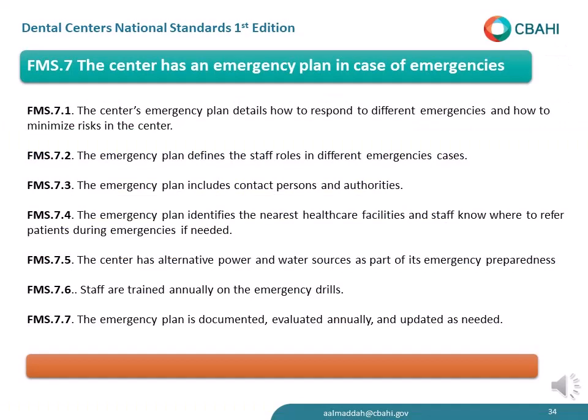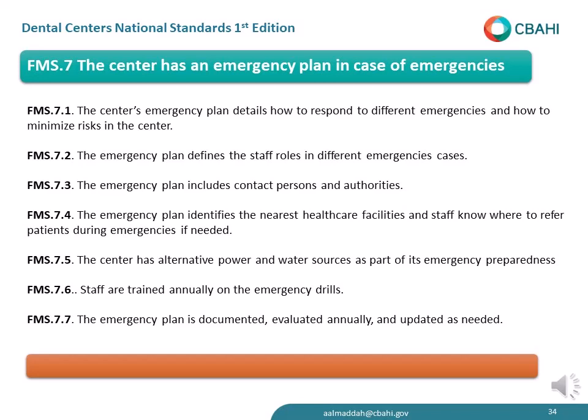FMS 7 reads: the center has an emergency plan in case of emergencies. So FMS 7 is about the emergency planning and readiness of your center. It consists of 7 substandards. 7.1 says the center's emergency plan details how to respond to different emergencies and how to minimize the risk in the center. So basically it asks you to put different scenarios. We have two types, internal or external emergencies, so you need to be prepared for both.